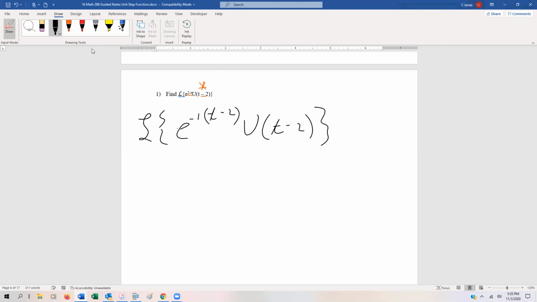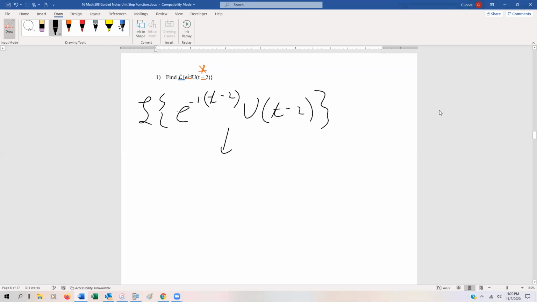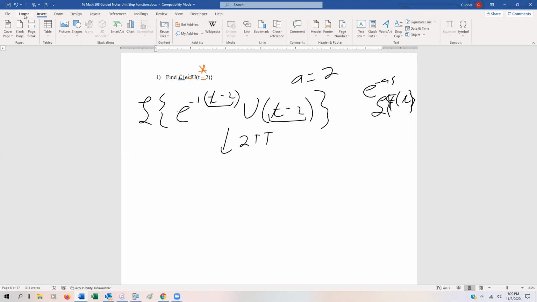All right, now what we're going to do is employ the second translation theorem. Okay, so this is our second translation theorem. And that means that in this case, we have a is equal to 2. And you might recall that if we have a t minus 2 and a t minus 2, this is just going to turn into an e to the minus as of f, or the Laplace of f at t. All right, so that's how our Laplace transform worked for that.